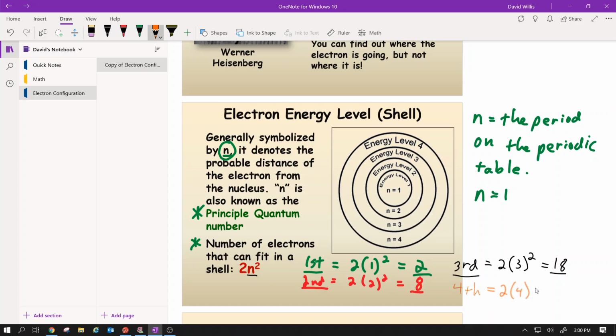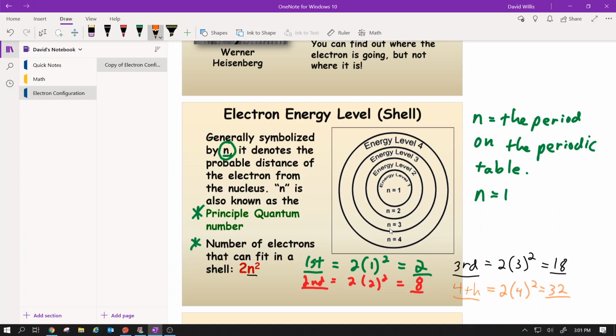2 times 4 squared, which is equal to 4 squared is 16, times 2 is 32. Now, at this point, you're like, hey, Mr. Willis, go ahead and do 5, 6, and 7. No. Here's why. Energy levels 5, 6, and 7 actually are repeats of the fourth energy level. The levels don't get larger after 4. Energy levels 5, 6, and 7 are actually repeats of the fourth energy level.